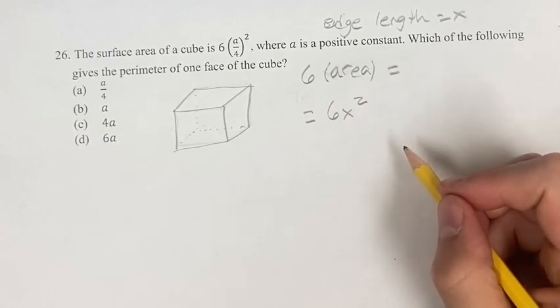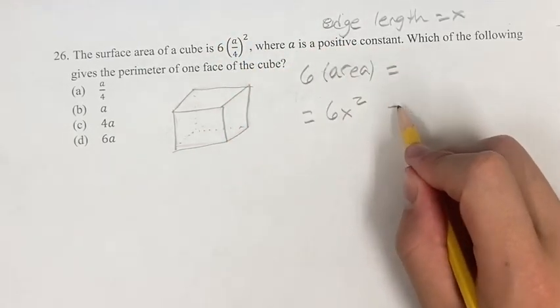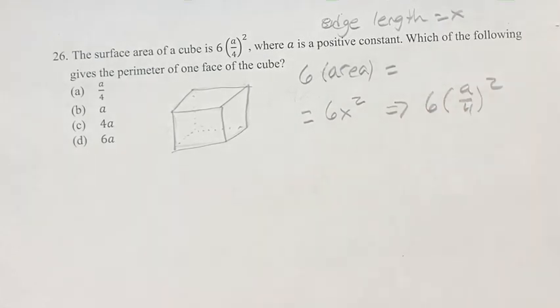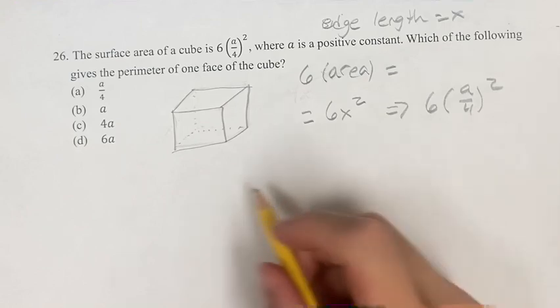So if the edge length is x, then the surface area is going to be 6x squared. We know that the area is actually 6 times (a over 4) squared. So from this, we can see a similar thing: this is the edge length, and then it's squared to give us the area of one of the faces, and then there are 6 of them, so you multiply it by 6. So we know the length of one of these edges is a over 4.